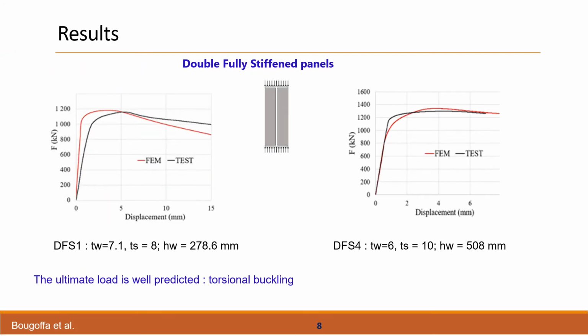The fully stiffened panel, with one stiffener on each side of the web panel, showed the highest values of resistance. Here we have 1,200 kilonewton, which is about double that of the same specimen without stiffeners. Here is another geometry. If we compare with the unstiffened element, we have at least double the resistance. The failure mode reached here is torsional buckling because of the presence of stiffeners.